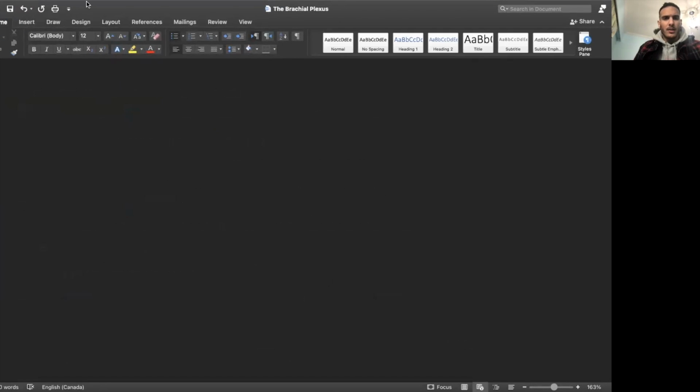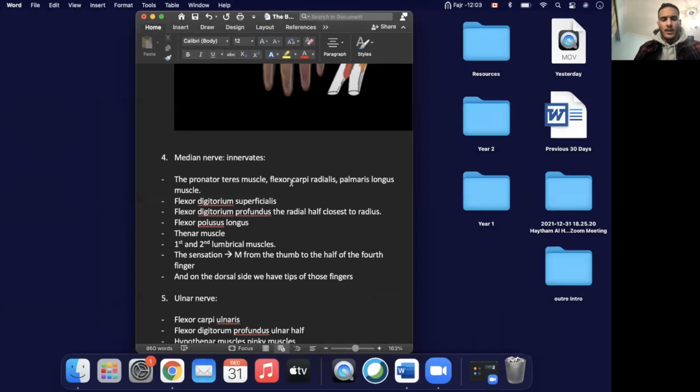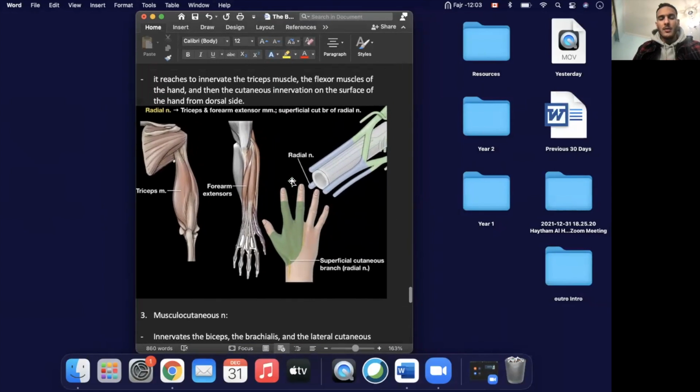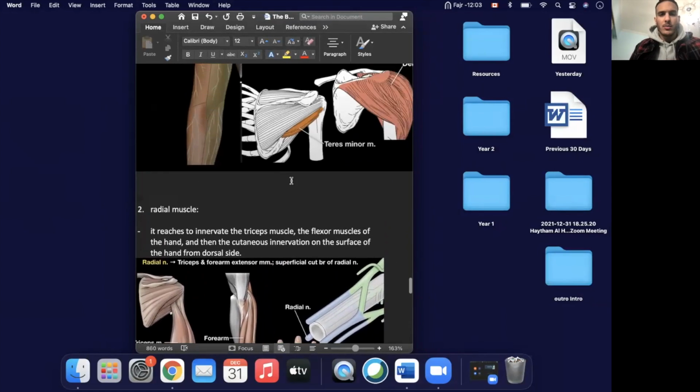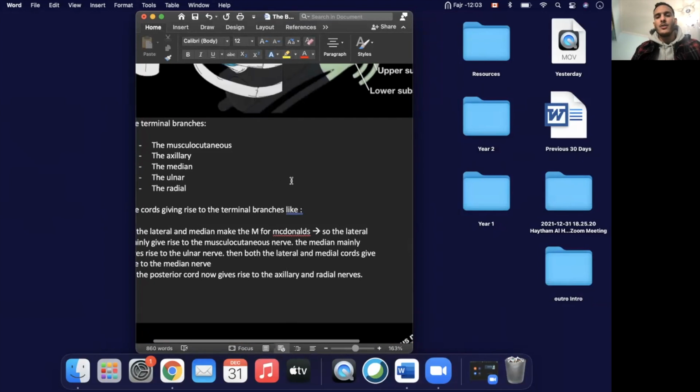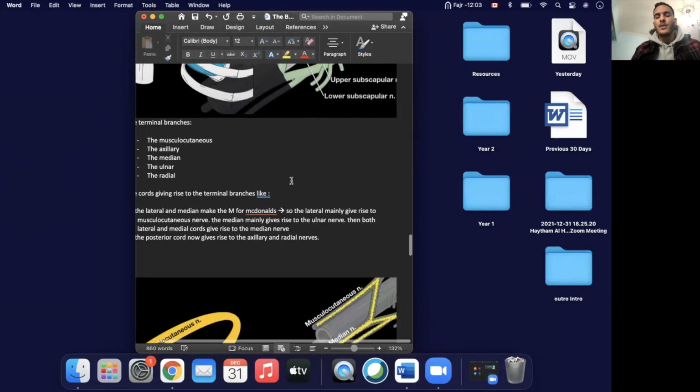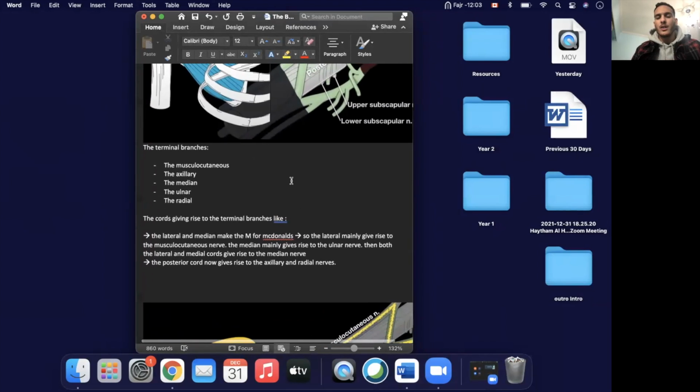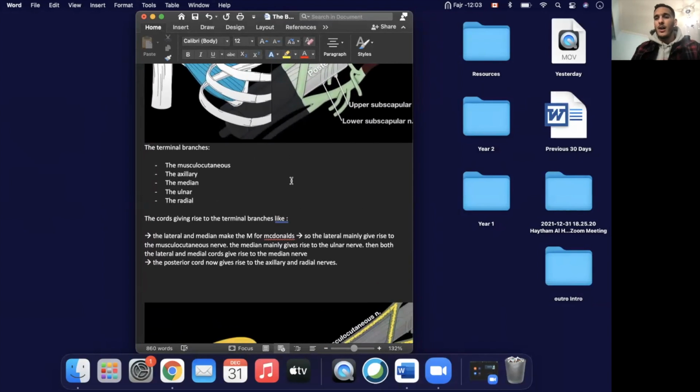Last time on our previous video, we went through the ending branches of the brachial plexus. And so today we will be diving into some of the structures that are innervated by those nerves, and basically how the brachial plexus is able to innervate the upper limb.